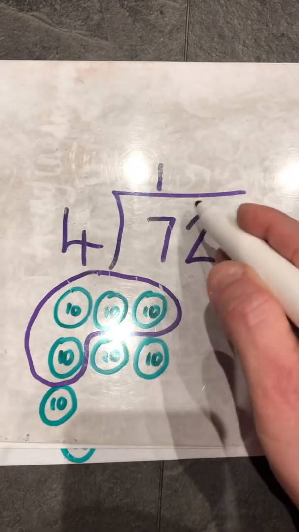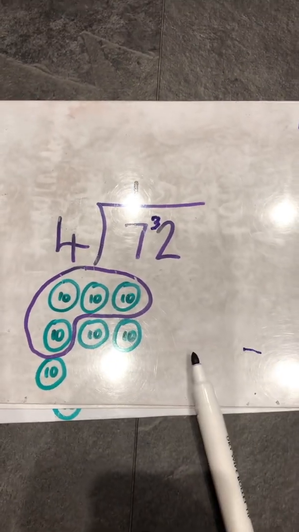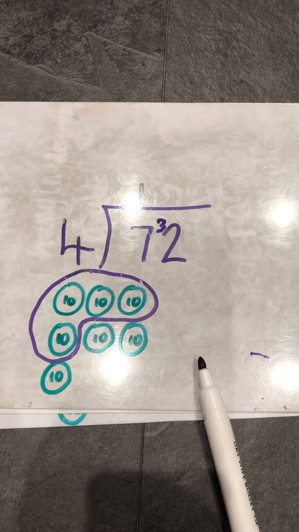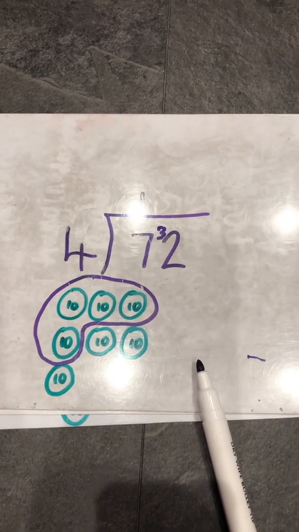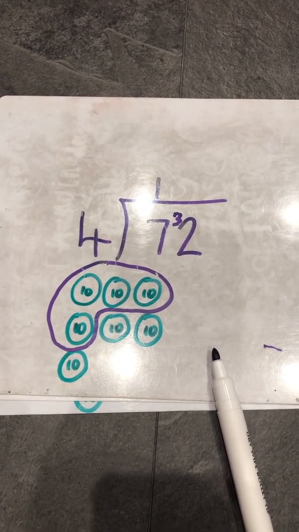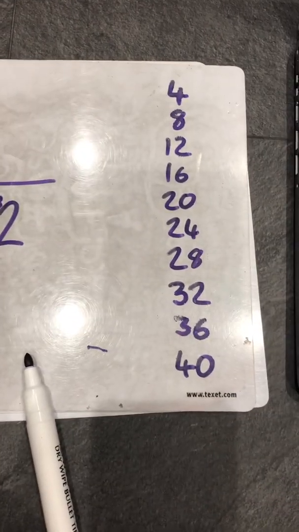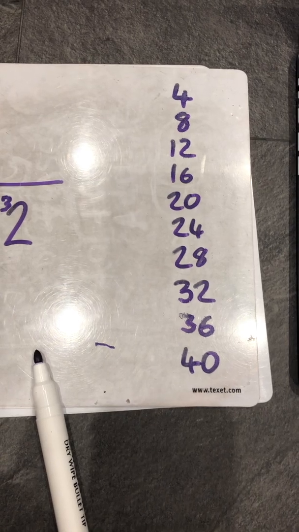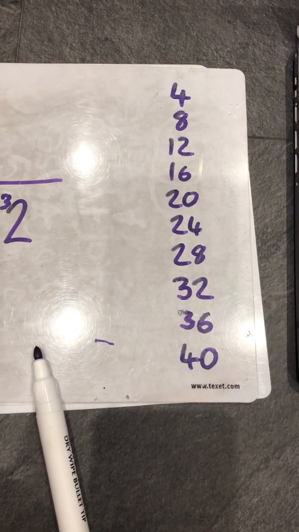And we record this by putting the 3 up here. We've still got 3 10s left over. So we're now asking for 32. But I might not be able to share into 4 piles my 32, so I might need to think about counting in my 4 times table. So I've drawn out to the side my 4 times table. 4, 8, 12, 16, 20, 24, 28, 32.